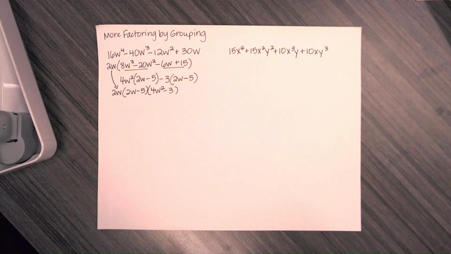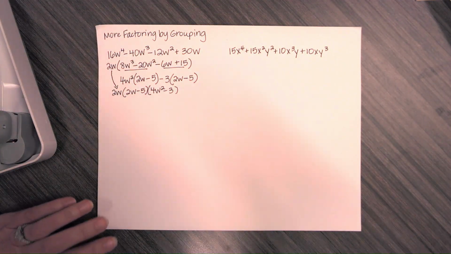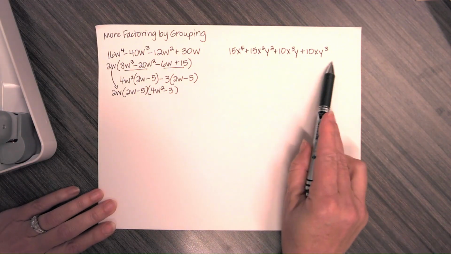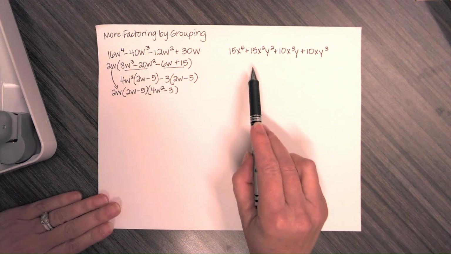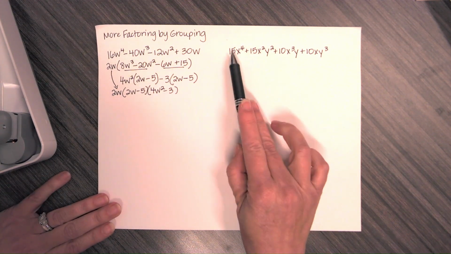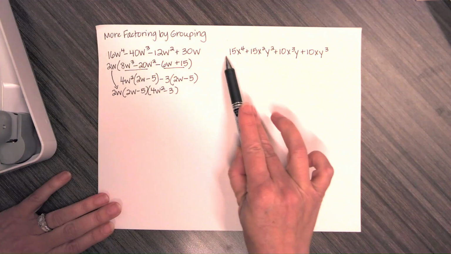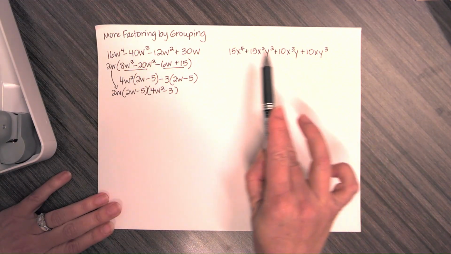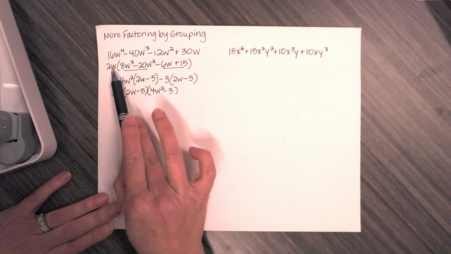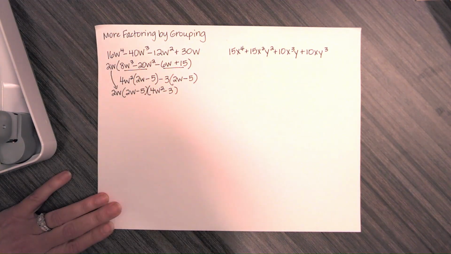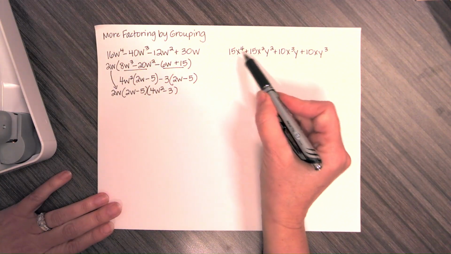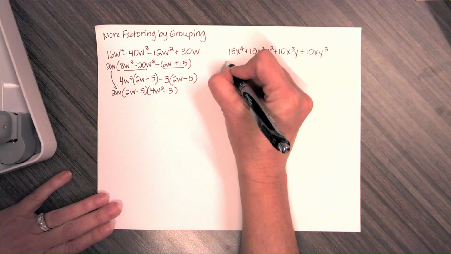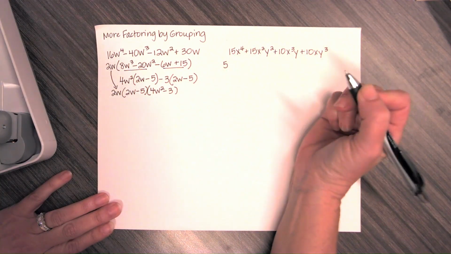Okay. Now, when you see that there's 4 terms, a lot of times we jump the gun and we try to go ahead and group, but we don't want to do that until we have checked for a greatest common factor for all 4 terms. Because if we have a greatest common factor for all 4 terms, we want to factor that out first, like we did here with the 2w. So when I look at all 4 terms, I see my number part, 15, 15, 10, 10. I know that I can at least take a 5 out of everything.